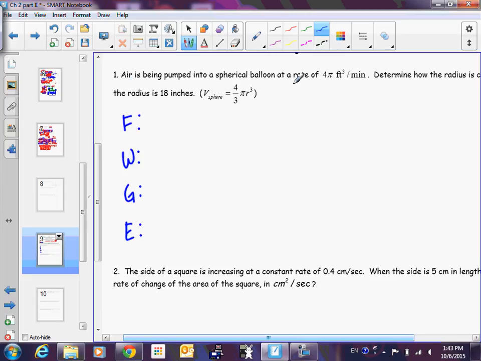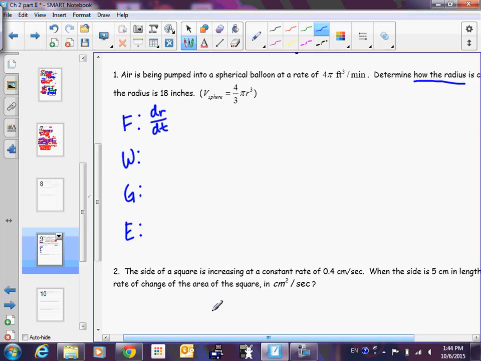Okay, so air is being pumped into a spherical balloon at a rate of 4 pi cubic feet per minute. Determine how fast the radius is changing when the radius is 18 inches. So what are they asking us to find? They're asking how fast is the radius changing? They're not asking us to find R, but how fast R is changing. So they're asking us to find dr over dt, the derivative of R. How fast is the radius changing? That's dr for radius, over dt, always over dt.